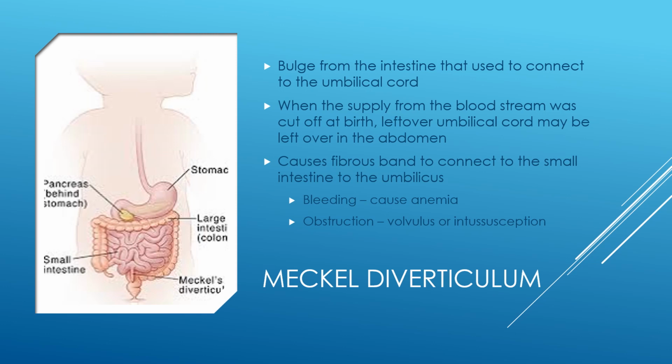Bleeding can be a concern, which can cause anemia, and obstruction can be a concern, which could cause volvulus or intussusception. Because it has a high supply of blood, that bleeding again can cause anemia. If complications occur, this is usually going to happen before the age of 2, and surgery will be required to remove that diverticulum.